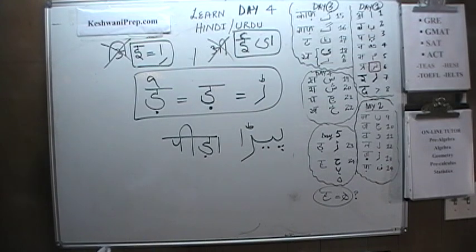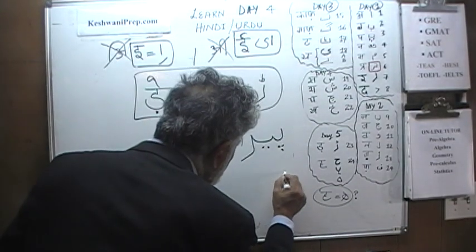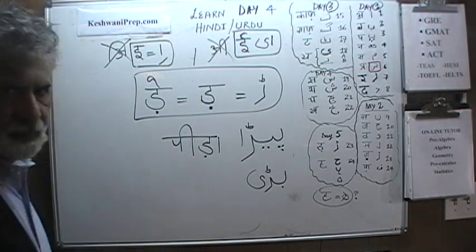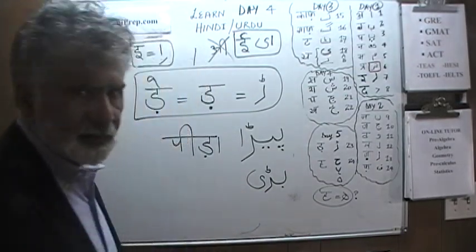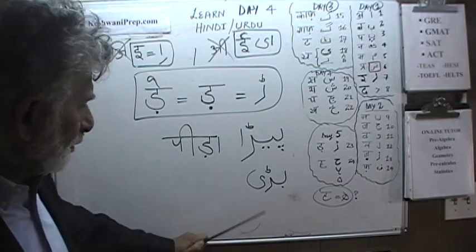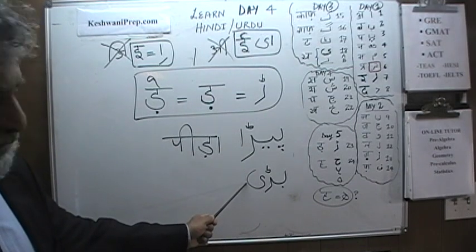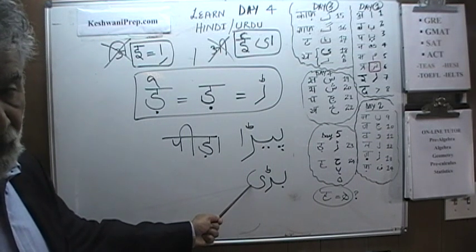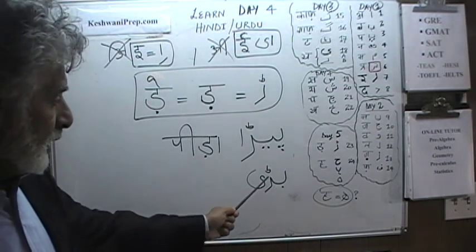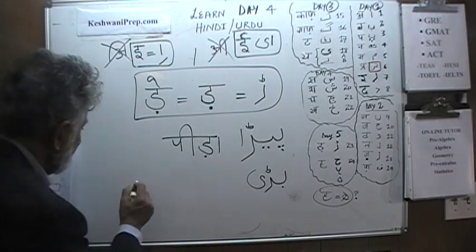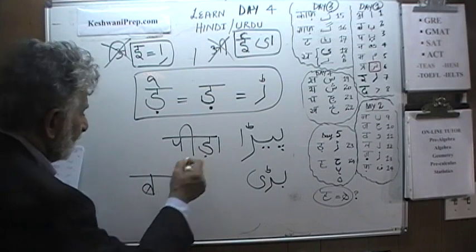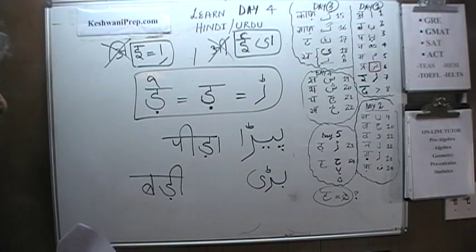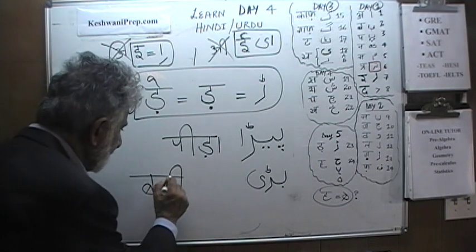Let's do one more using the same letter. B, R, and then Bari ki matra. Be, Re, and Choti. That's how it's read. In Hindi, it'll be Bari ki matra. This is Choti. In Hindi, the sound that it's going to make is called Bari ki matra. B, R, Bari ki matra. B, this is our R, we just learned it. B, Ri, Bari. You see, it goes to the right.